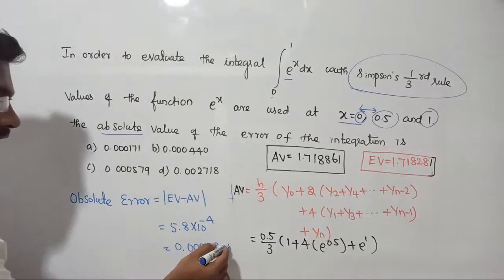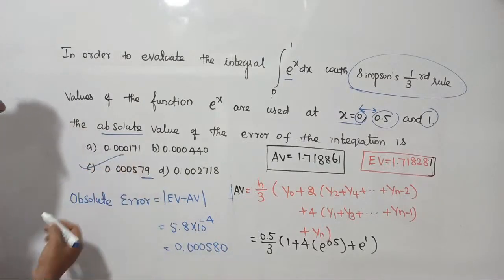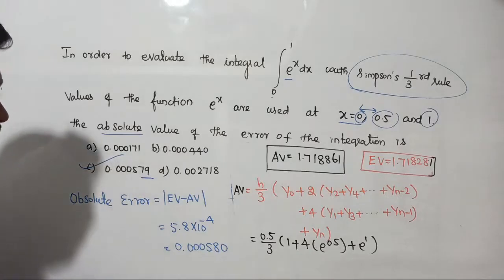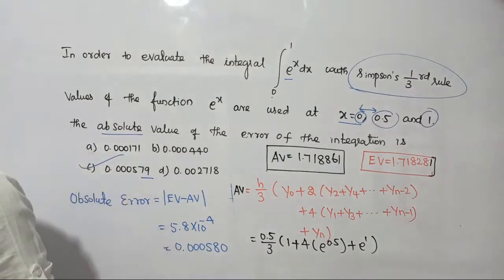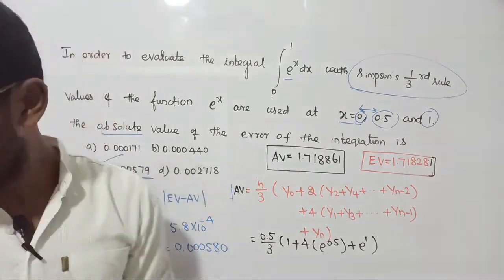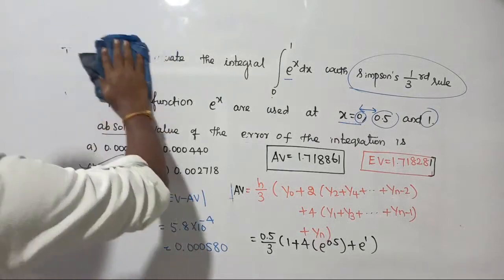Guys, listen, 80 is approximately equal to 79, correct? So the correct answer is what? Option C. Clear? So that is how we are finding the difference or error between these two functions. I hope things are clear to you all, right? So this is all about integration, right?